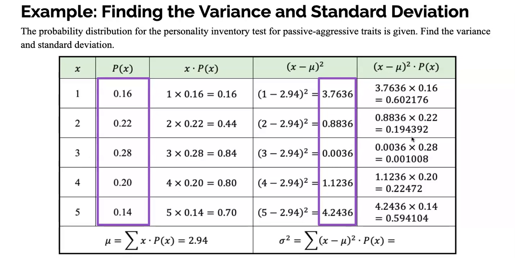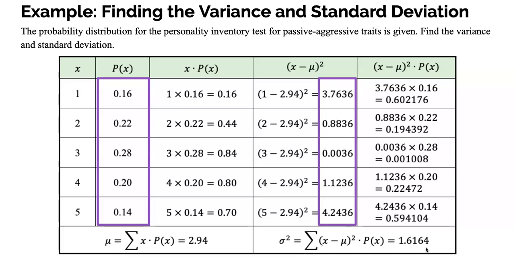After finding all the products, guess what we do to find the variance? The last thing that we do is simply add these all up together. So if you add up 0.6, 0.19, 0.001, 0.22, 0.59, you will get 1.6164. See, that's how we find the variance by hand. And you know, that was a lot. But listen, you can do it if you want to, okay?